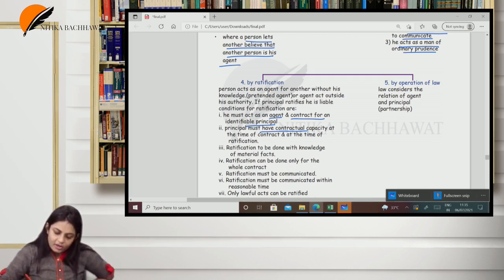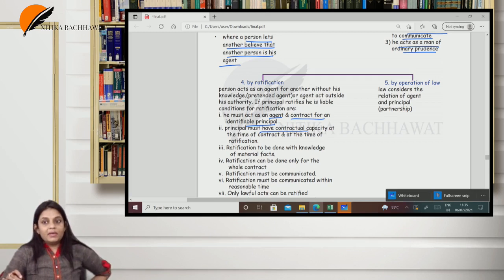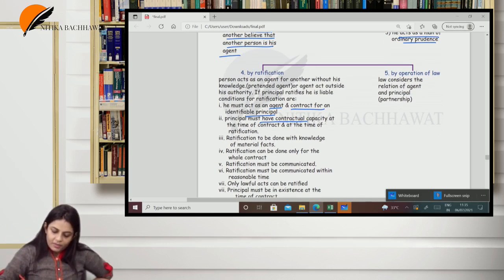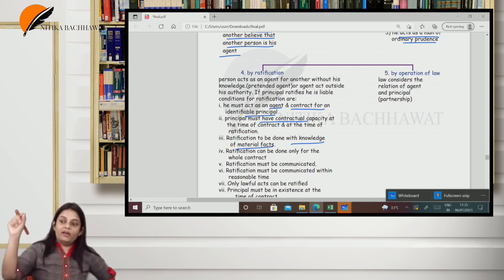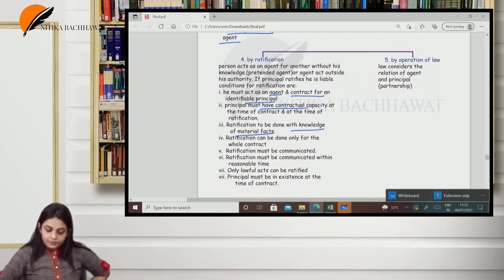Principal must have contractual capacity. That means to hold the principal liable, the principal must have contractual capacity. That means he must be a major, of sound mind, all right. Ratification is to be done with the knowledge of the material facts. So before you accept it, you should be aware of all the material facts. Okay, any land, no, you should be aware which land, what price, all of that. Ratification can be done only for the whole contract.